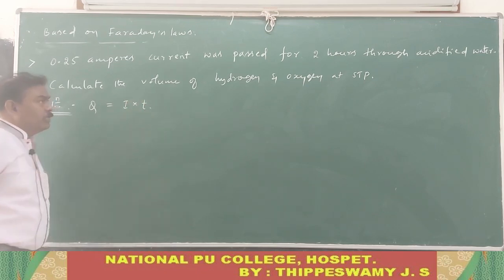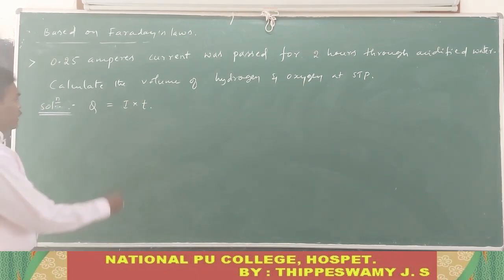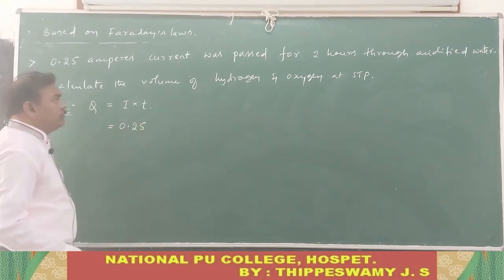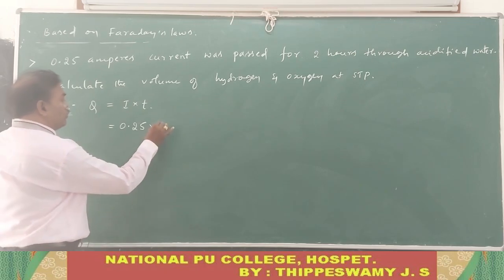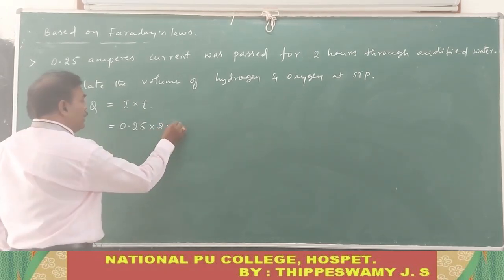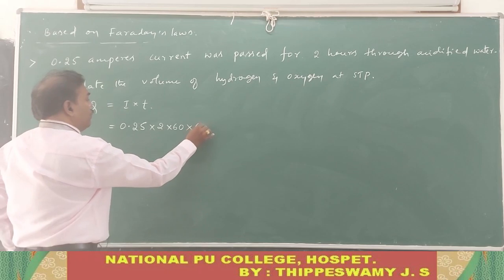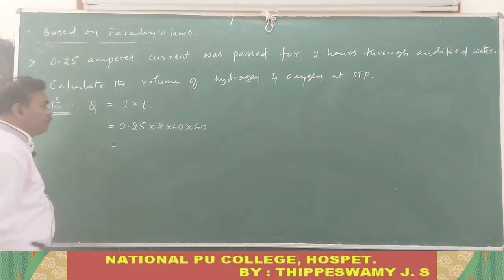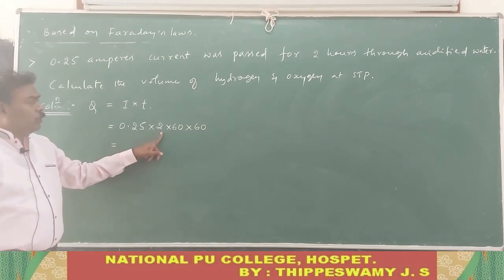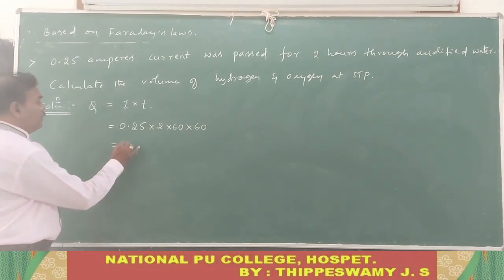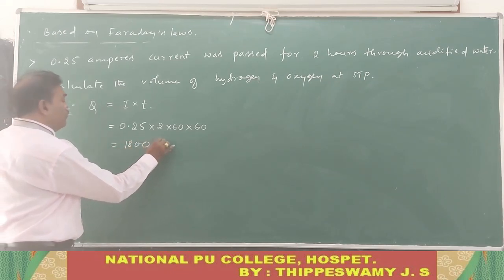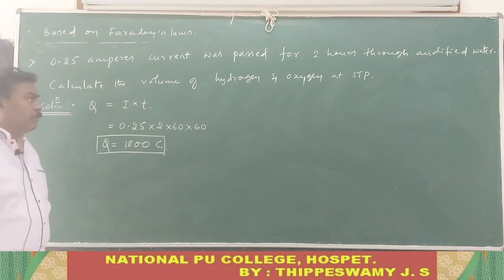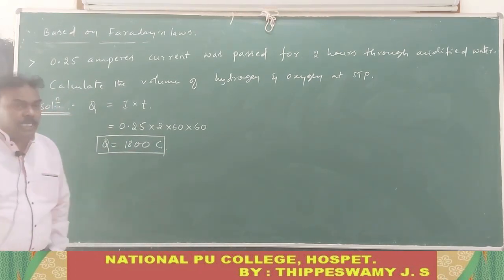Q is equal to I into T. The value of I is 0.25, into the time, 2 hours. If it is in minutes, multiply by 60, and if it is in seconds, again multiply by 60. So 0.25 into 2 into 60 into 60, we get 1800 coulombs. This is the quantity of electricity passed through the acidified water.